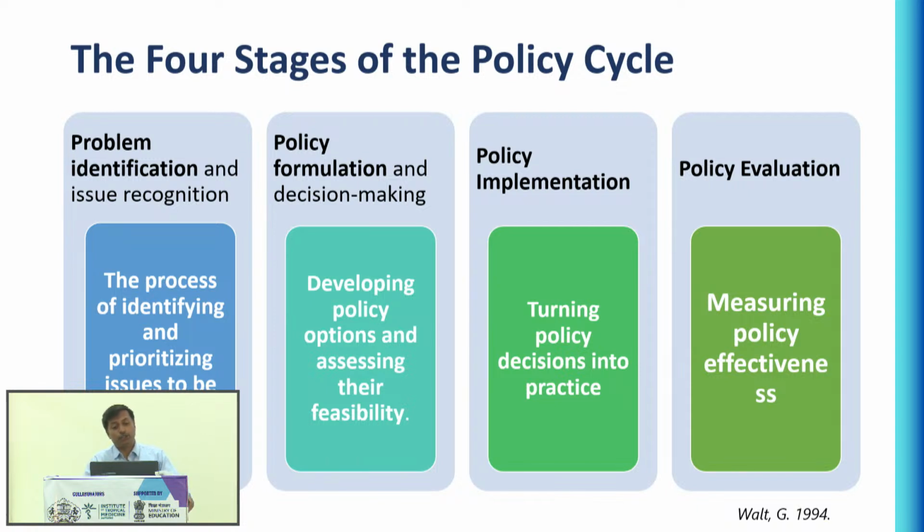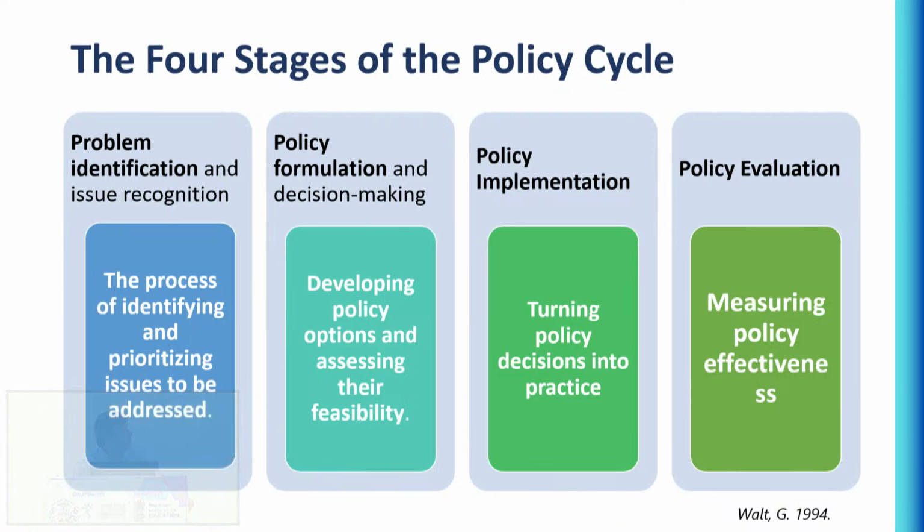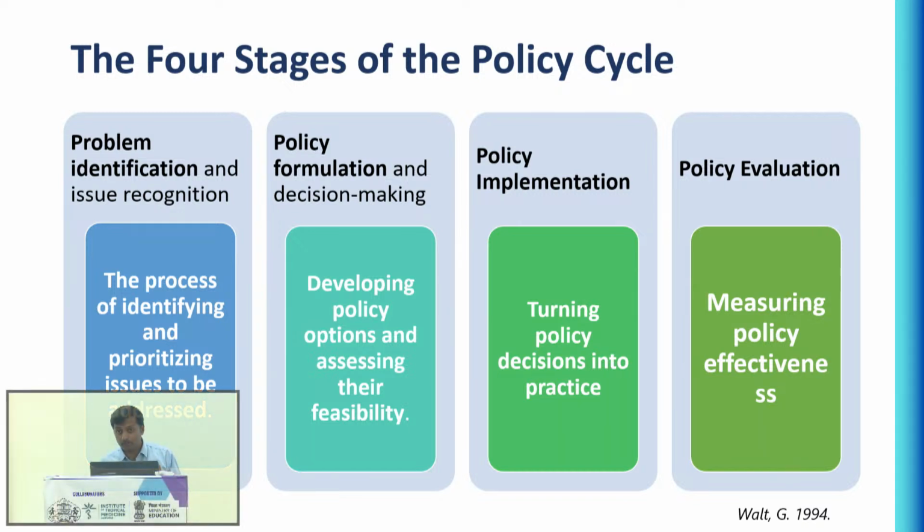So when we talk about these 4 stages of the policy cycle, the first one is all about the process of identifying and prioritizing the issues to be addressed. We gave you a broad idea, and you started working on trying to identify the key process of prioritizing, like what needs to be prioritized within that problematic situation. Then once you do that, the next stage is about developing policy options and assessing their feasibility. Will this work? Will this not work? Who will support? What could be the barriers? Policy implementation, turning policy decisions into practice.